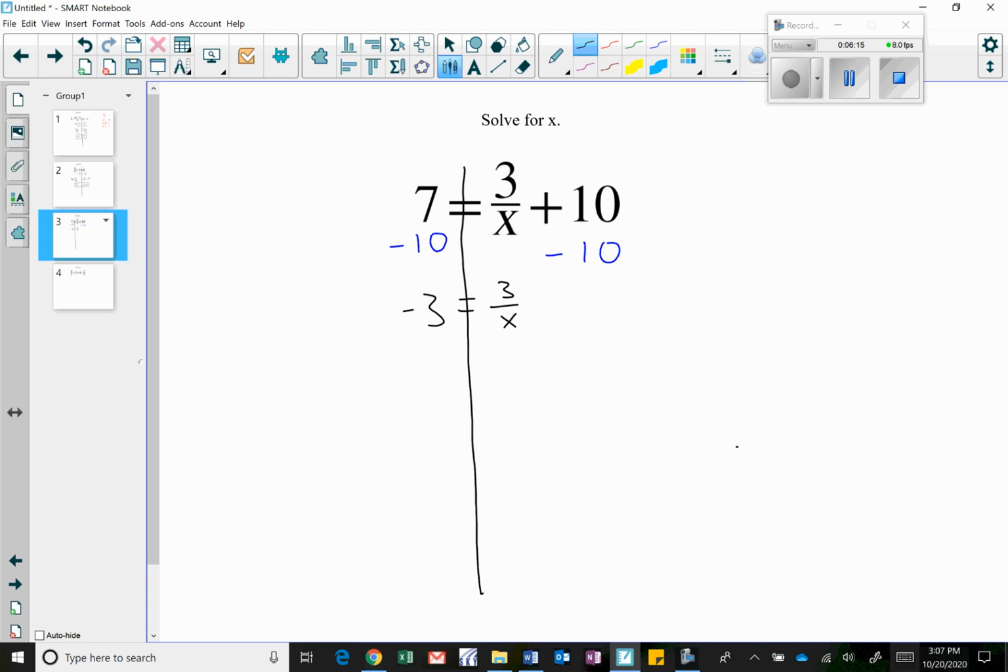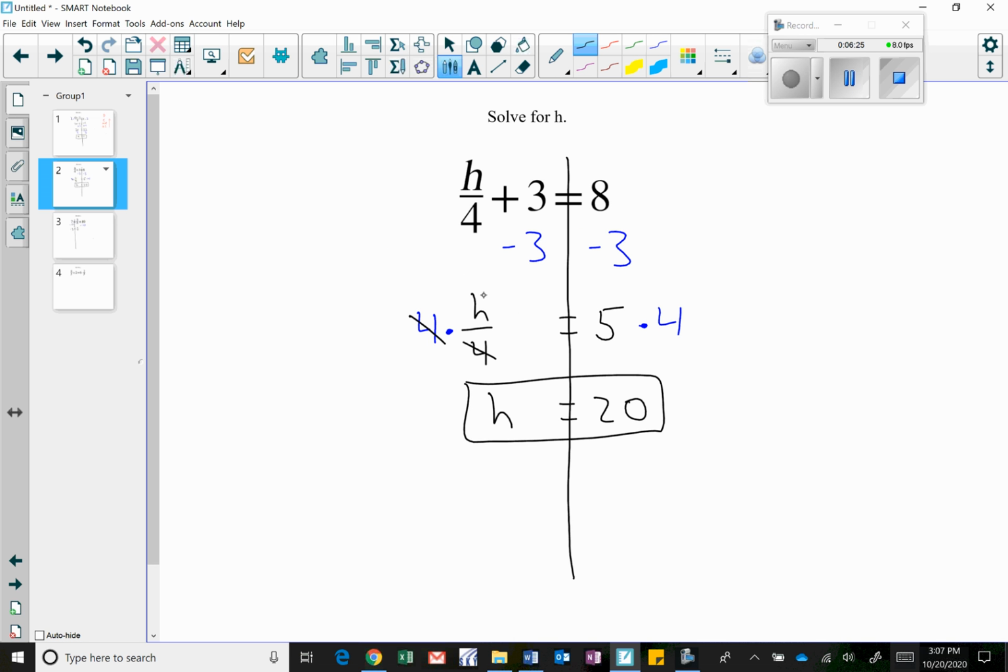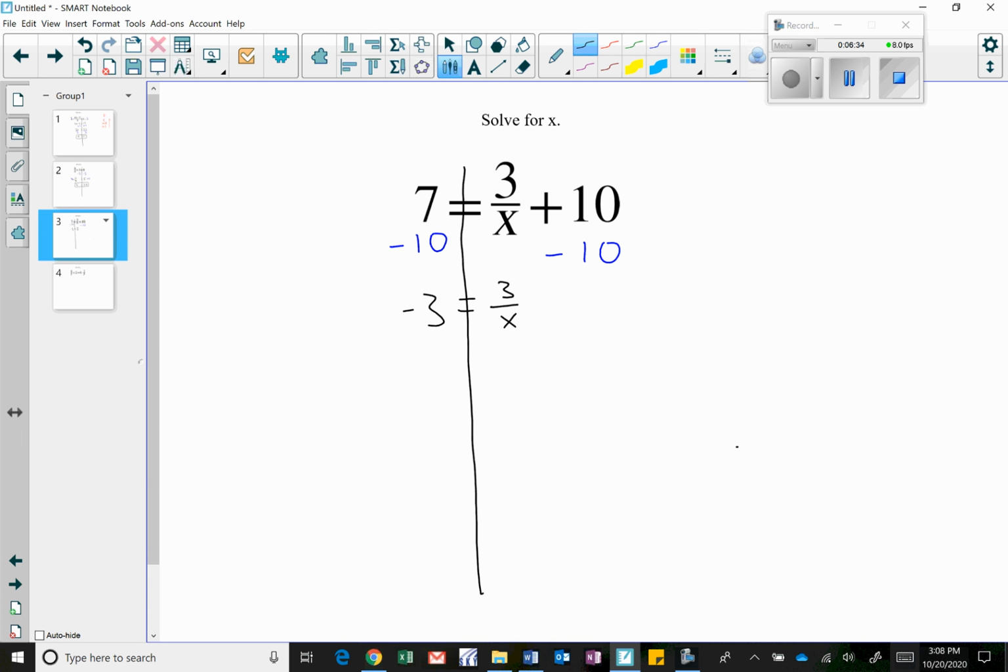And this is the part that's tricky, is that usually our x is in the numerator, right? It's in the top of the fraction. If we looked at the previous problem, that h was in the numerator, so we just multiplied by whatever the denominator was. Well, now I have x in the denominator, so I'm going to do a similar thing, and I want to get that number out of the denominator.